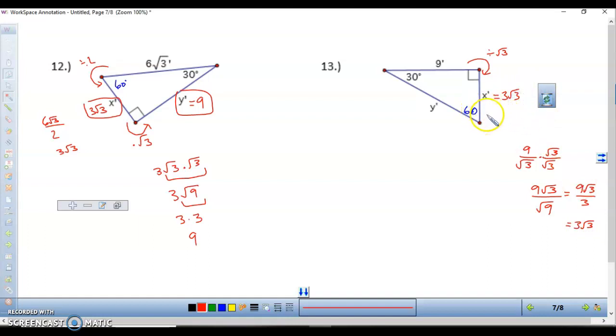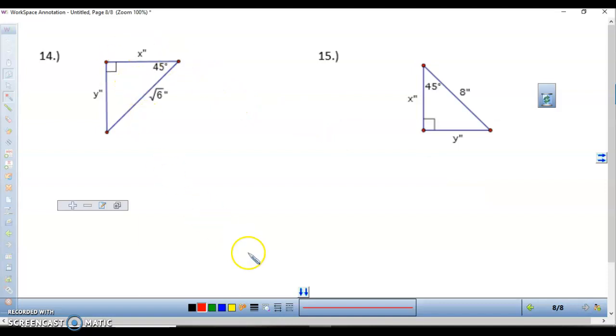And then finally, to go from the short leg to the hypotenuse in a 30, 60, 90 triangle, we multiply by 2. So 3 root 3 times 2, the 3 and the 2 multiply to give me 6 root 3. So y is 6 root 3. All right, and just 2 more. Both of these are 45, 45, 90 triangles.